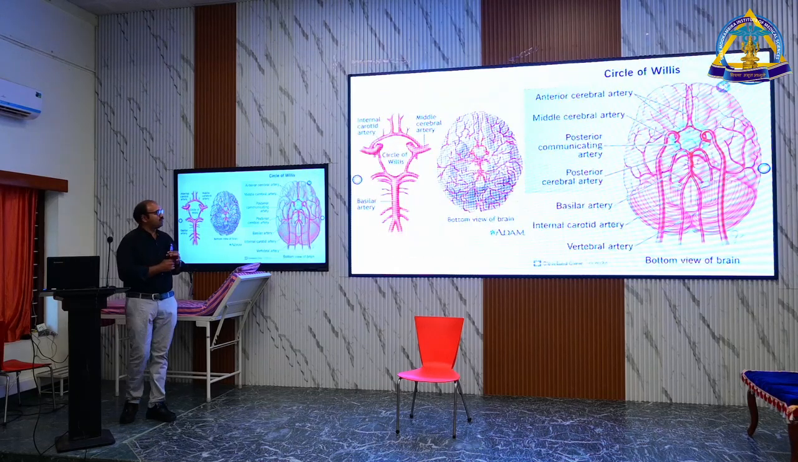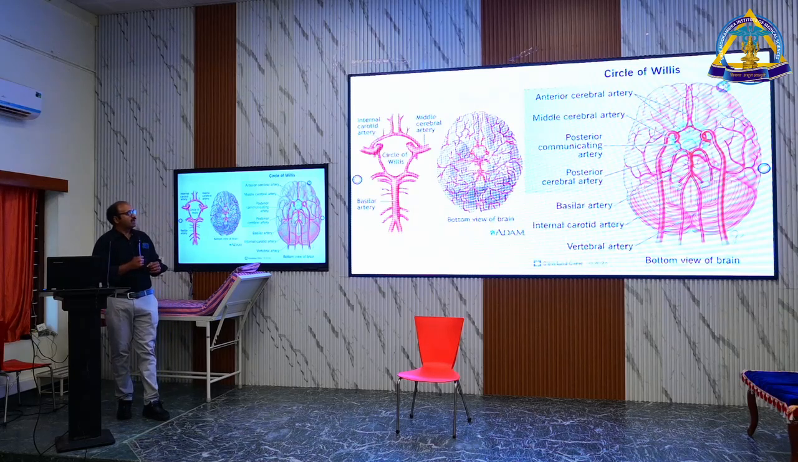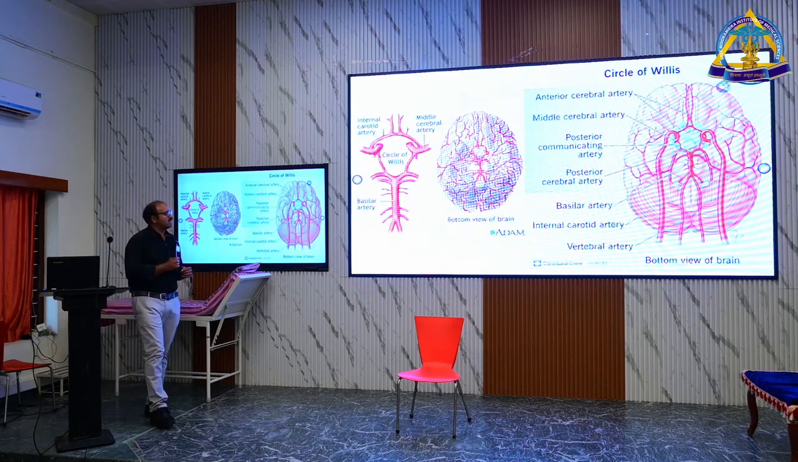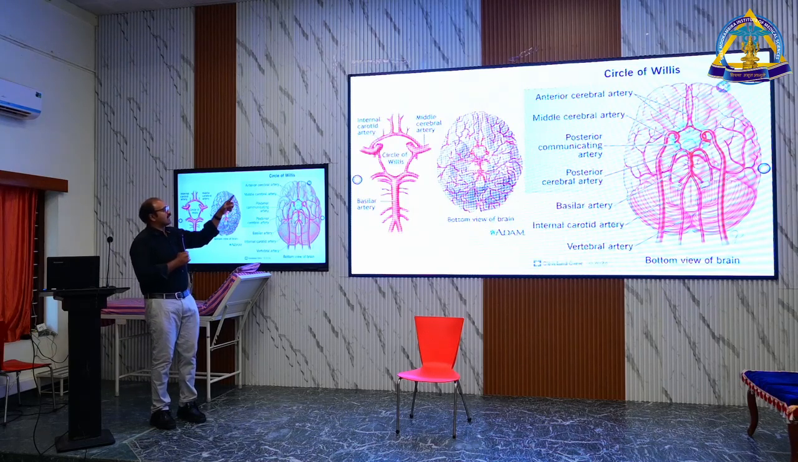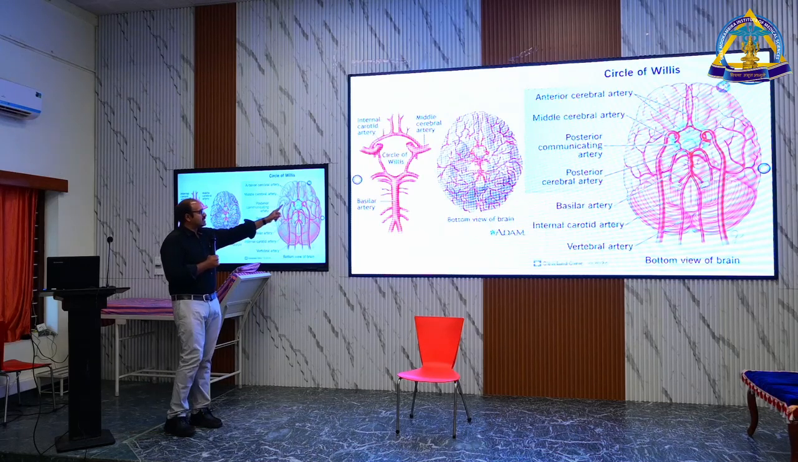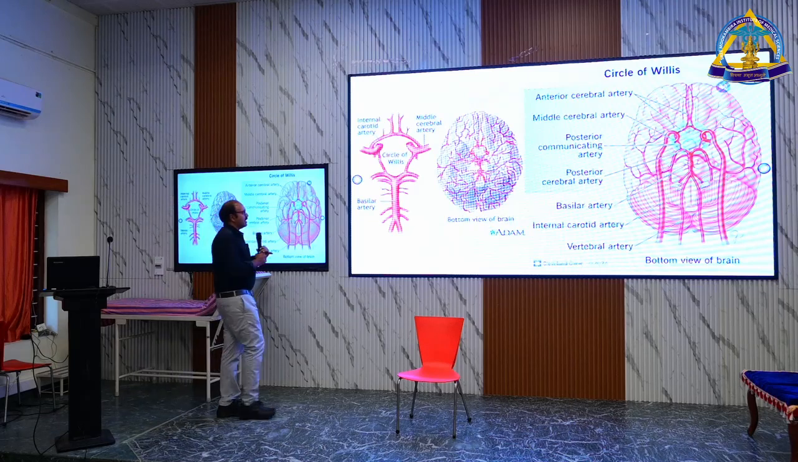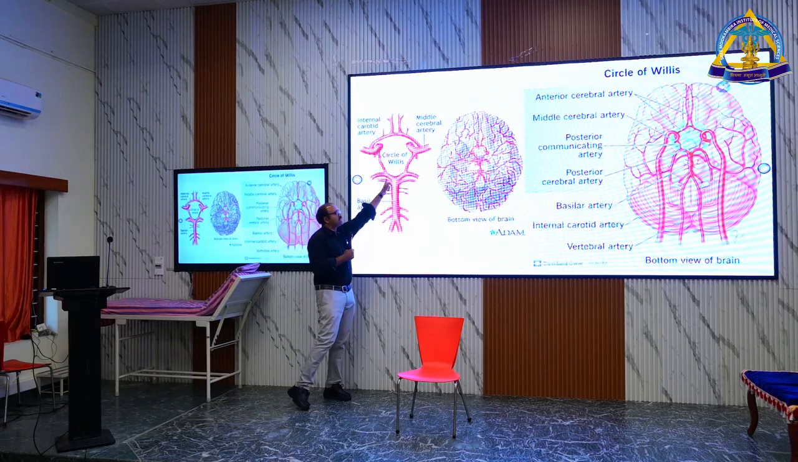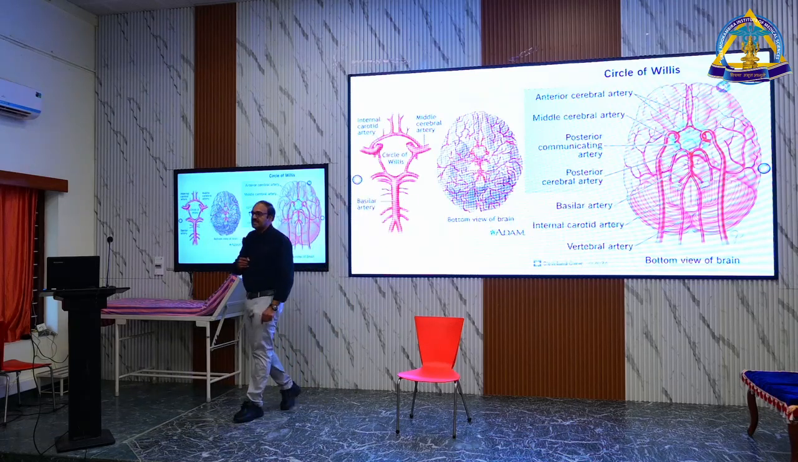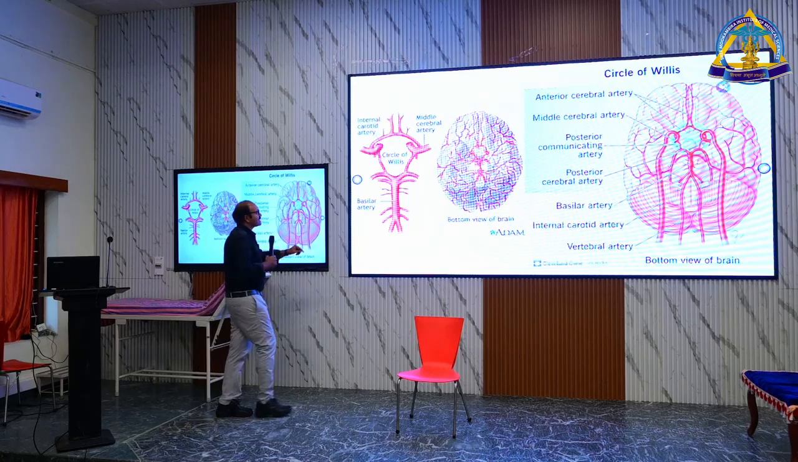So this is the circle of Willis. Circle of Willis, how is it formed? That's the internal carotid artery bifurcating into ACA and MCA, and the two ACAs are connected by anterior communicating artery. And the vertebrobasilar artery, what is that? At the top of the basilar artery it divides into two. What is that? PCA. Sometimes an embolus can come here.